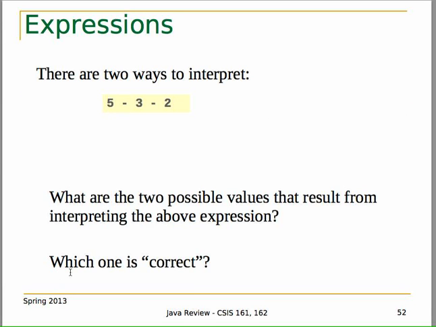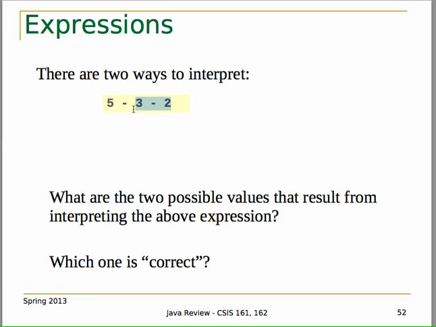Same thing now with minus signs. Let's say 5 minus 3 minus 2. There's two ways to interpret this. One is to say 5 minus 3 will give us 2, and 2 minus 2 will give us 0. The other way to interpret this might be to say, well, maybe you do this first. 3 minus 2 is 1, and so 5 minus 1 will give you 4. So what's the right answer?